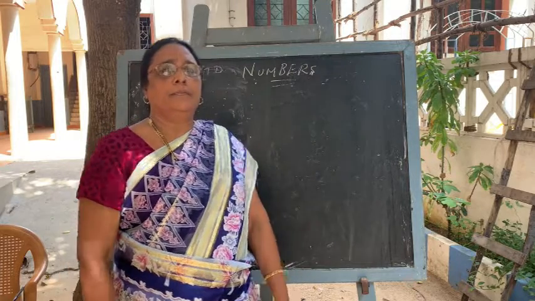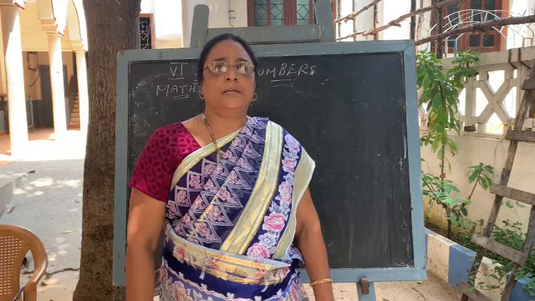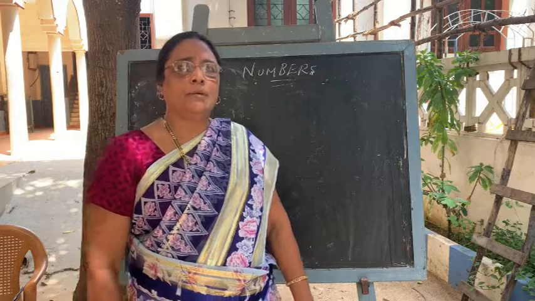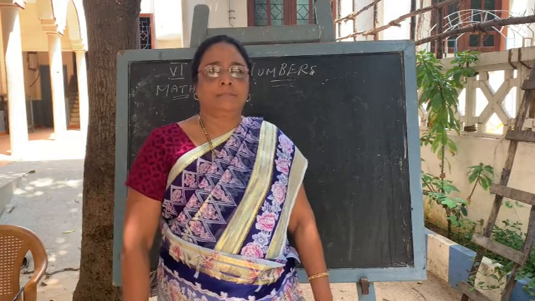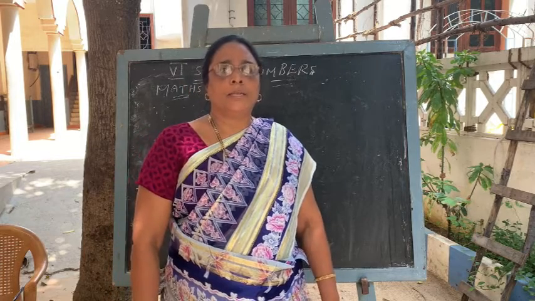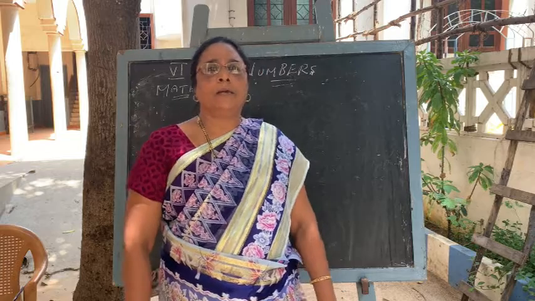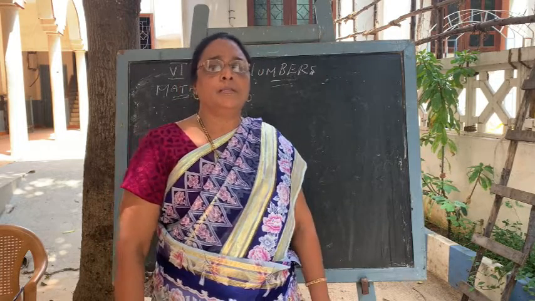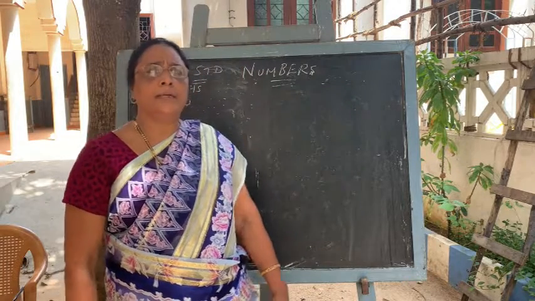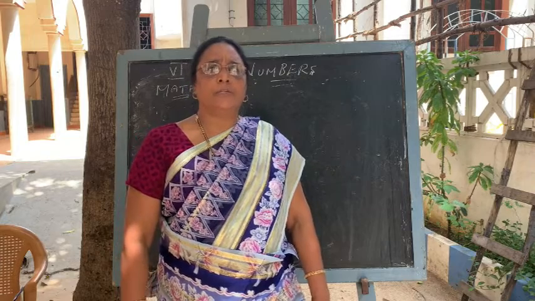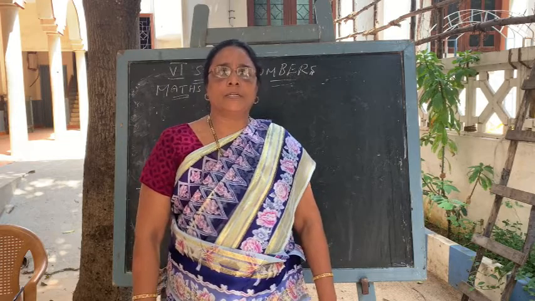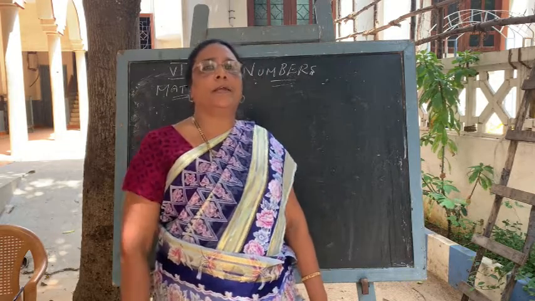In 6th standard, the first term, we are having 6 chapters, and the first chapter is numbers. What is a number? All of you know the numbers, natural number, whole number. And what are the natural numbers? Natural numbers start from 1, 2, 3 and so on, and the whole numbers start from 0, 1, 2, 3 like that. And you know how to do the 4 operations on the numbers. What are the 4 operations? Addition, subtraction, multiplication and division.